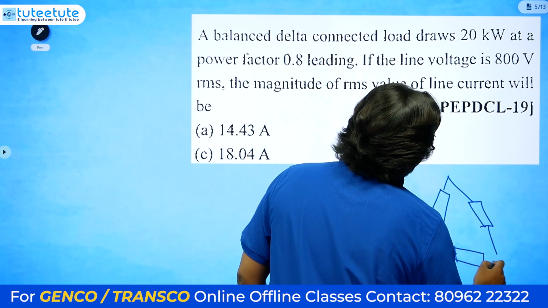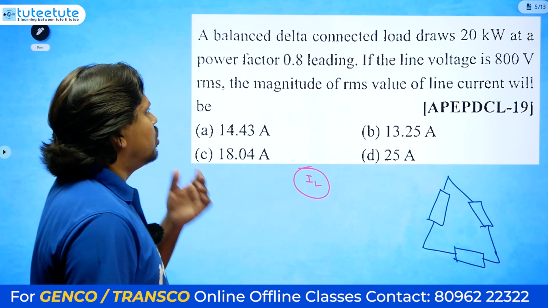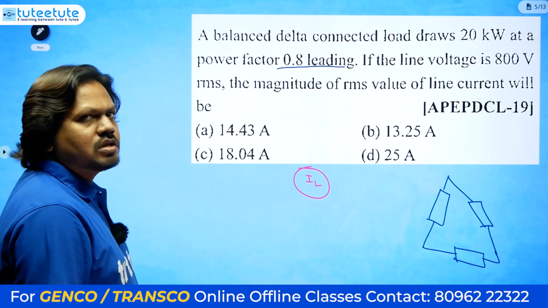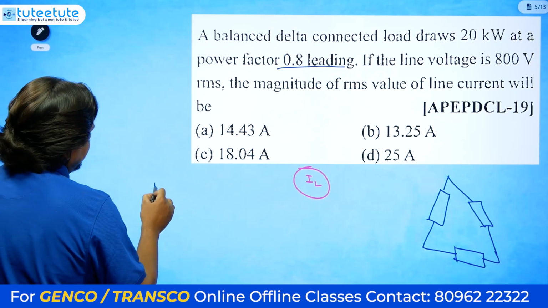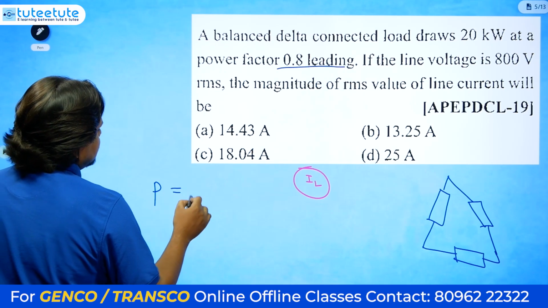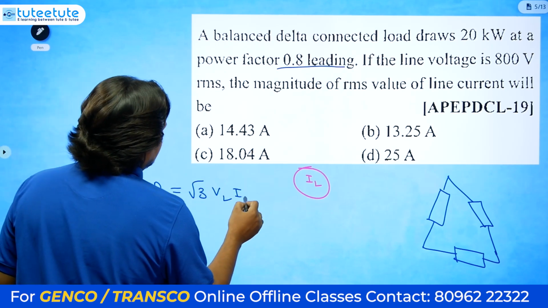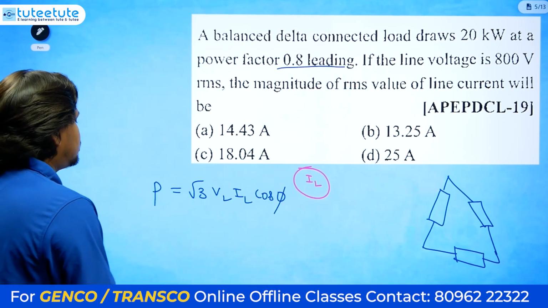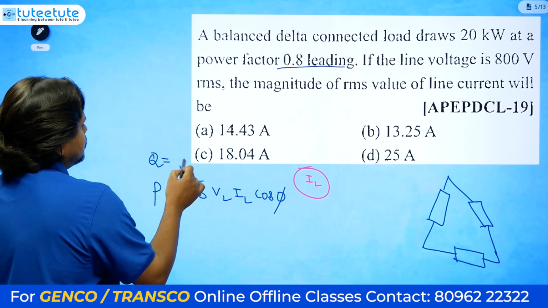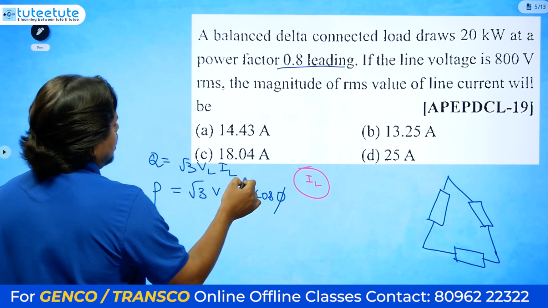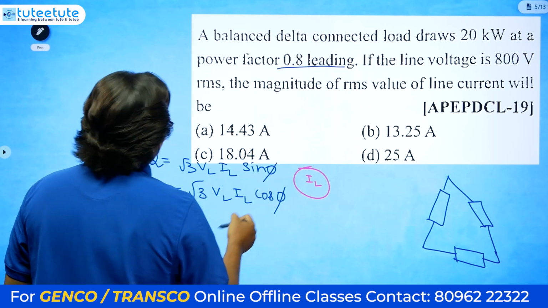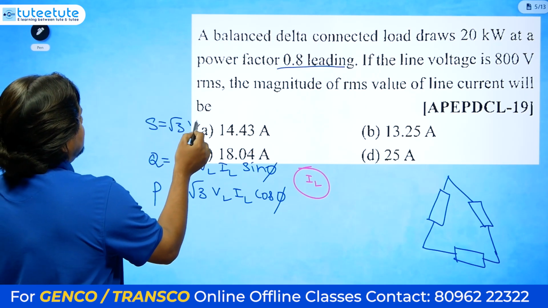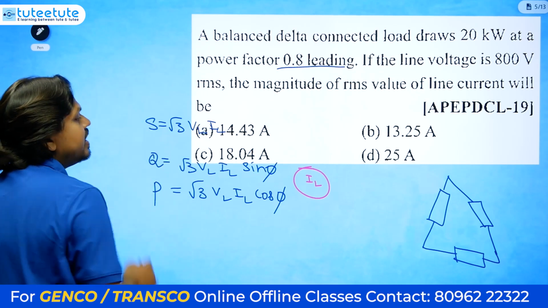Then what value they have mentioned: it is drawing an active power of 20 kilowatt at a power factor of 0.8 leading. So that means it is simple, right? The equation for the active power is root 3 VL IL cos phi. Similarly, if you want reactive power, Q equals root 3 VL IL sin phi. If you need complete complex power, S equals root 3 VL IL, in terms of line voltages.